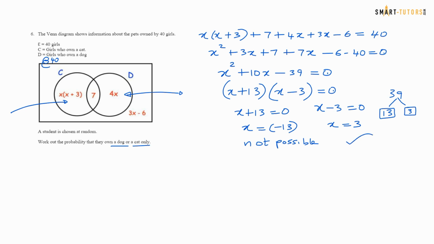If x equals 3, then 3 plus 3 is 6 times 3 is 18, which is in this section. 4x is 12 in this section, 3 times 4 is 12. So work out the probability. Probability of owning a dog or a cat only equals 18 plus 12 is 30 out of 40. So if you simplify, 3 upon 4.